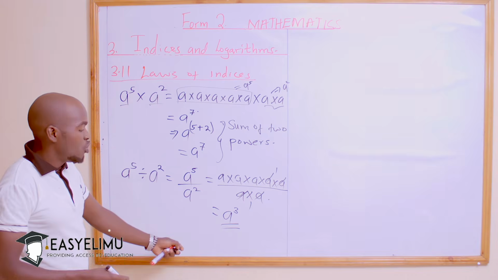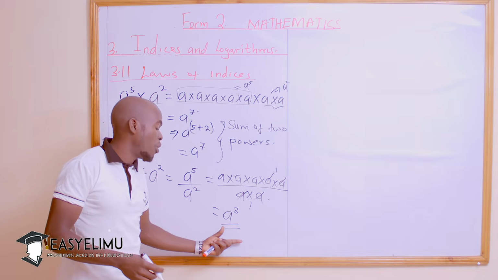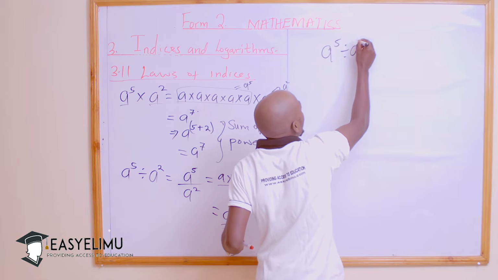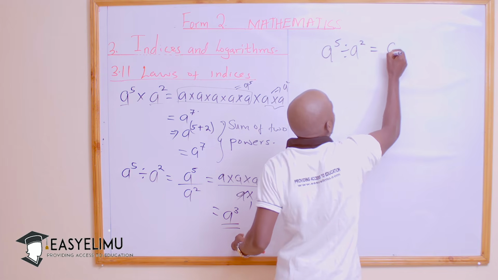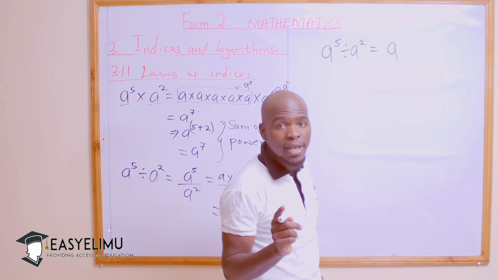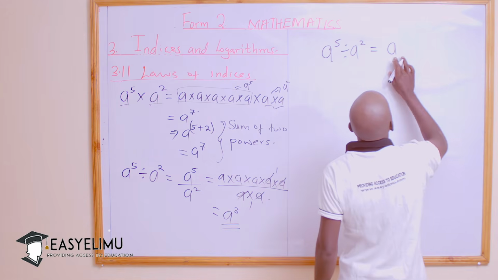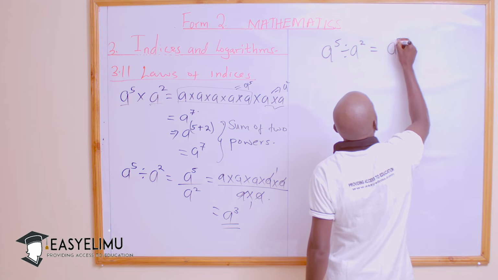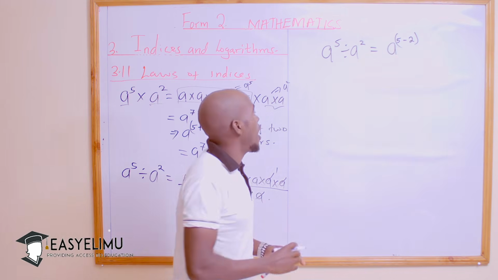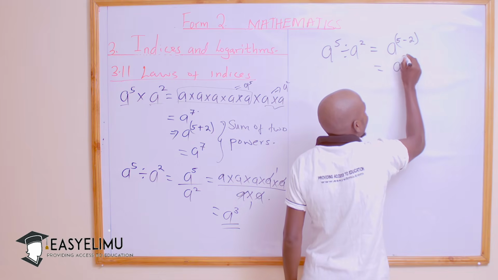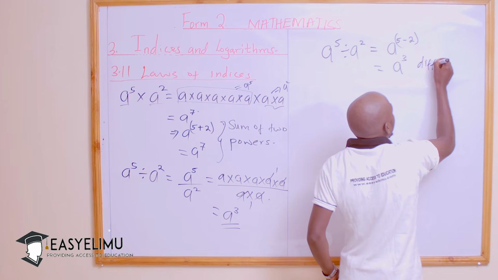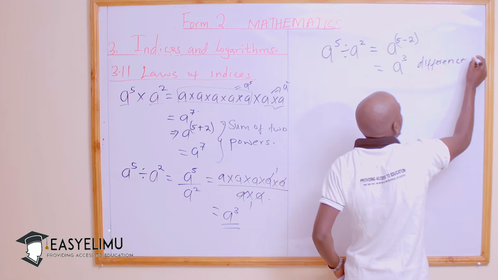Otherwise, you can still work it out in a short form, whereby we have a raised to 5 divided by a squared. Since the base is the same, you can take a raised to 5 minus 2. It only works if the base is the same. That will still give you the same answer, a cubed, and this is called the difference of two powers.